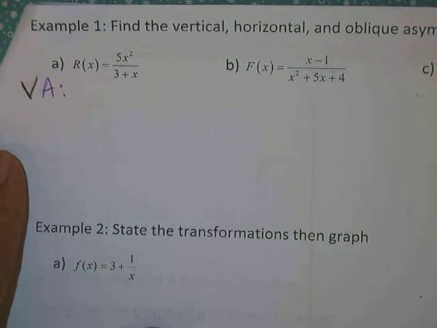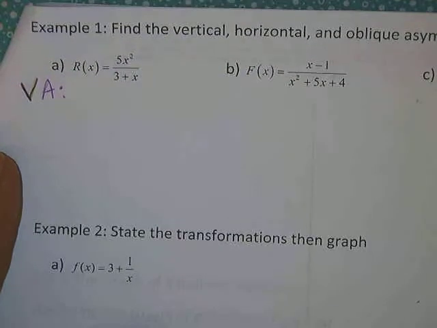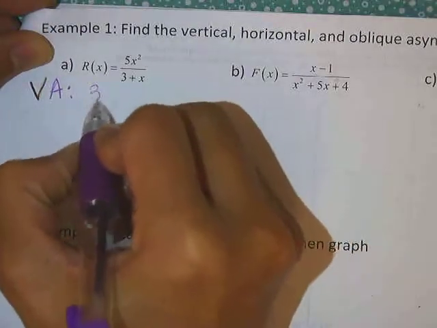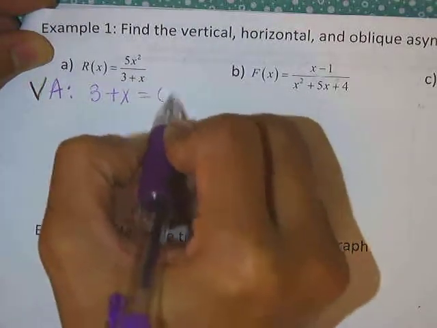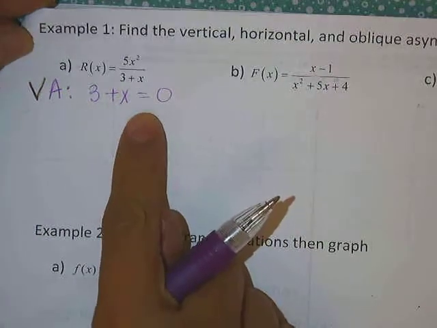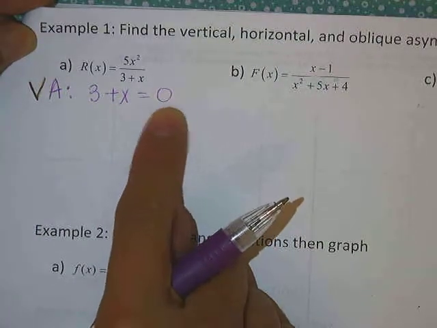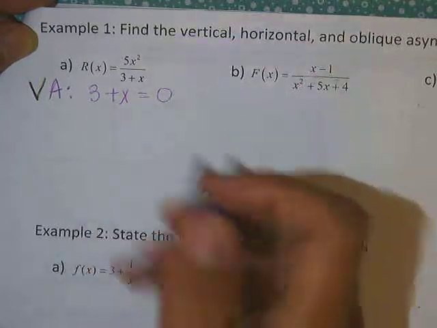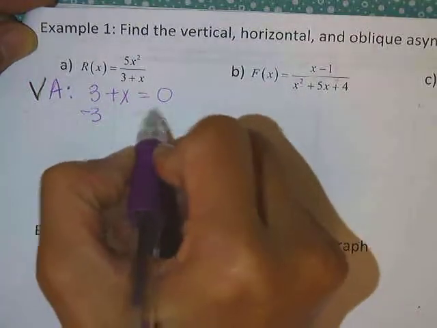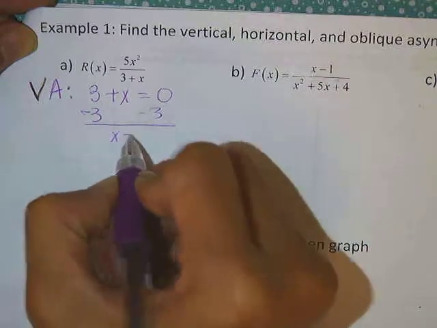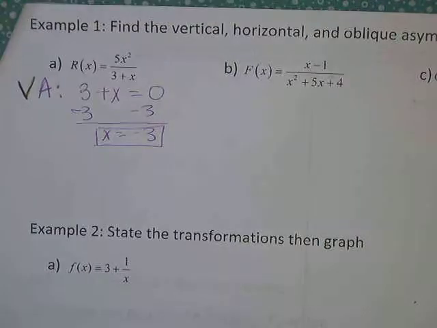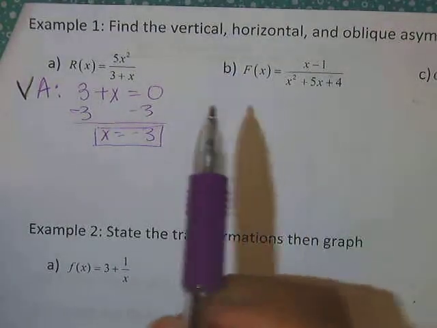Now vertical asymptotes, they are lines. So in order for you to make it into a line, you need a y equals or an x equals. So we're going to take the denominator, which is 3 plus x, equals 0. The reason we set it equal to 0 is because the denominator can never be 0, and this is why it creates an asymptote. So we're going to solve by subtracting 3 from both sides. So x equals negative 3. This is your vertical asymptote.